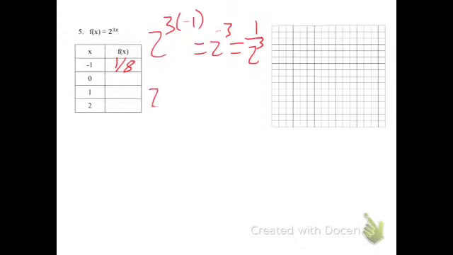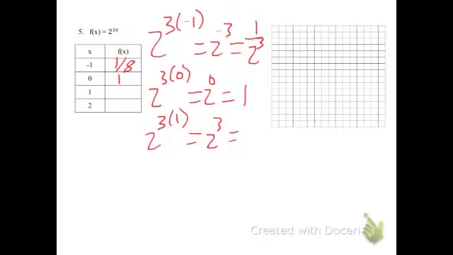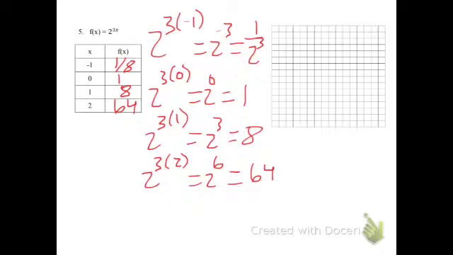Okay, now let's plug in 0. 2 to the 3 times 0 is 2 to the 0 power, which is 1, because anything to the 0 power is 1. Let's plug in 1 now, so you got 2 to the 3 times 1 is 2 to the 3rd, which is 8, as I already said earlier. And then we got 2 to the 3 times 2, and that gives you 2 to the 6th power, which is 64, I believe. Yes, it will be. Okay, so that's 64. That's a really, really large number.